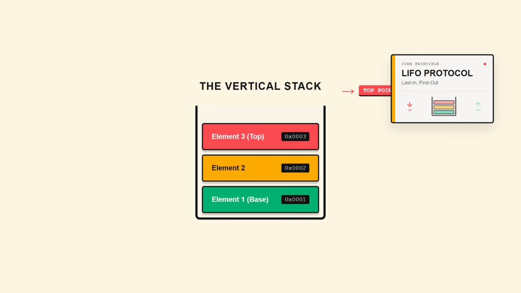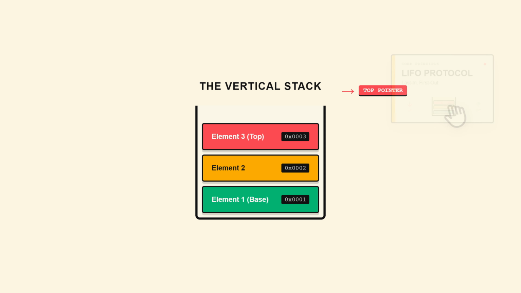When we need to remove an item, we perform a pop operation. This retrieves the uppermost element and pulls it out of the container, causing the top pointer to drop down to the item immediately below it. There are no shortcuts here. You cannot push an item into the middle, and you cannot pop an item from the base. By enforcing these two simple actions, the stack guarantees that our history is always preserved in strict reverse chronological order.